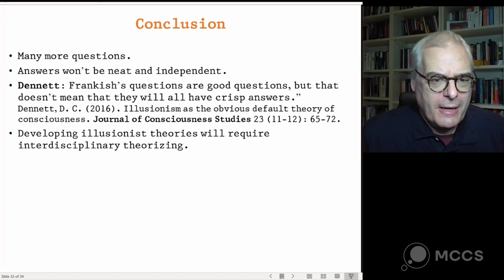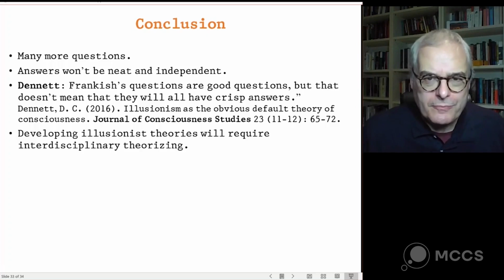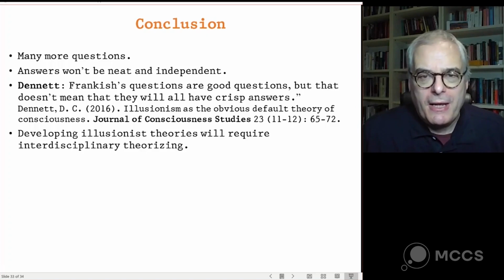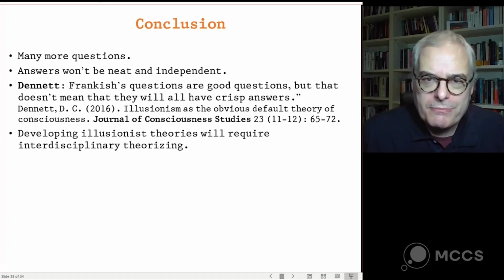Importantly, answering these questions and developing illusionist theories isn't going to be a matter just for philosophers at all. It's going to require interdisciplinary theorizing. The way we evaluate these options and start to see how things hang together is going to be influenced, must be influenced by work across the cognitive sciences. It must be solidly grounded in empirical work, I think.